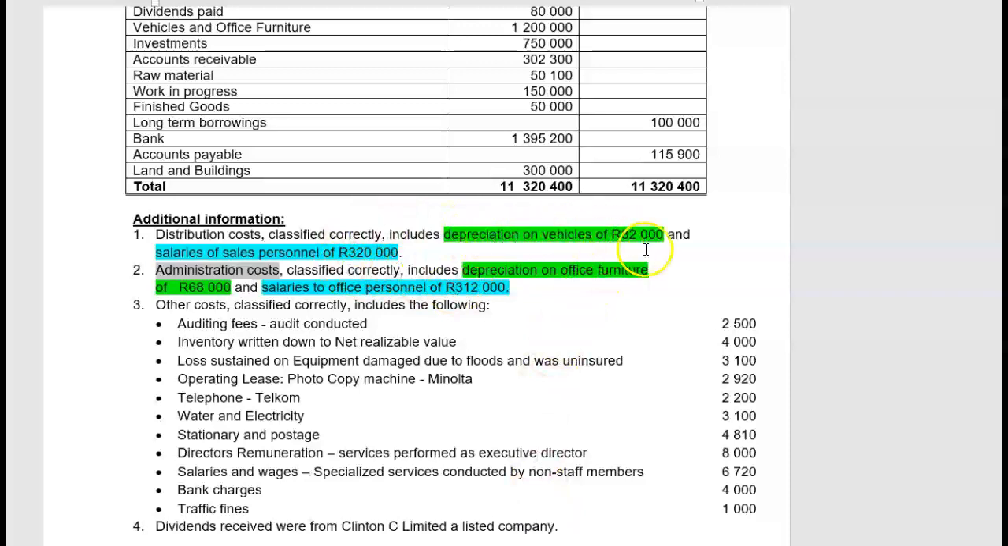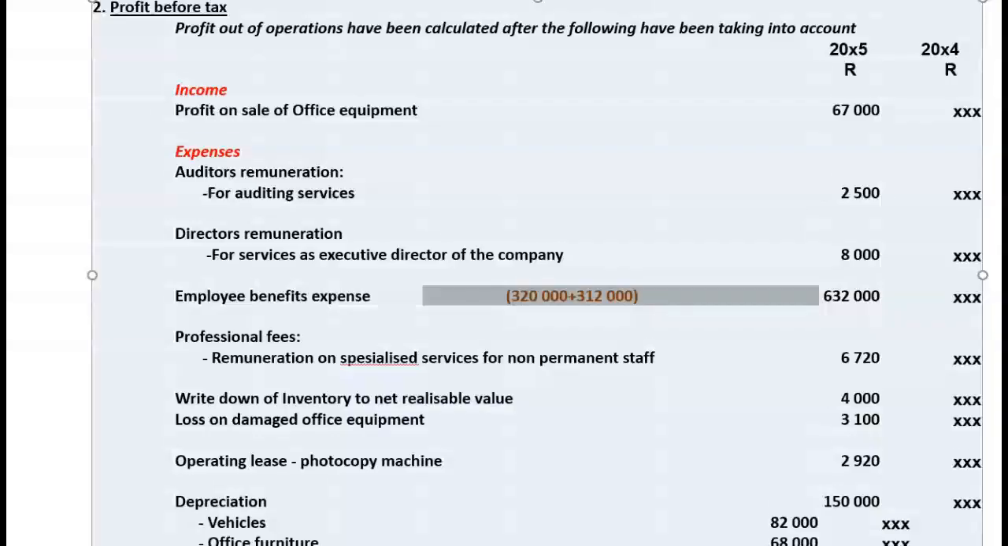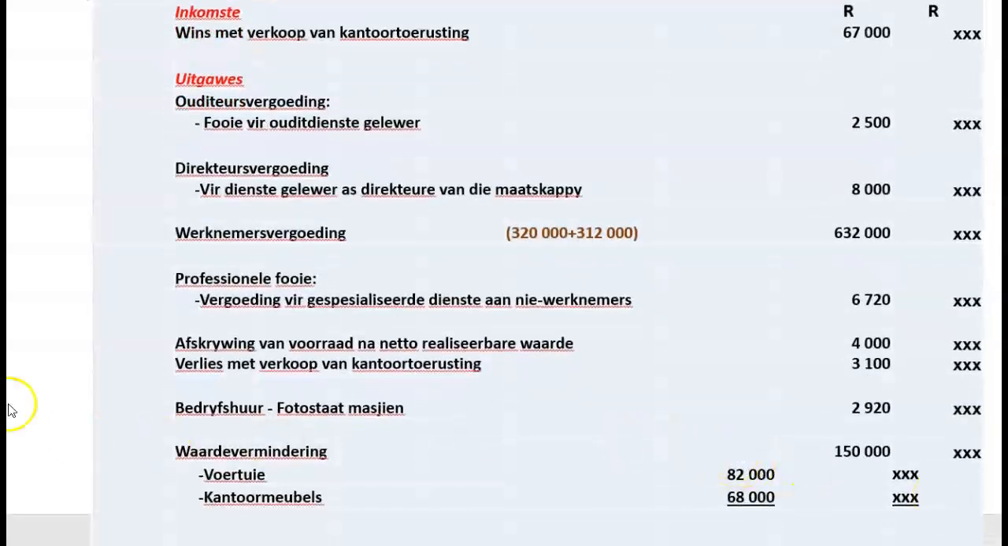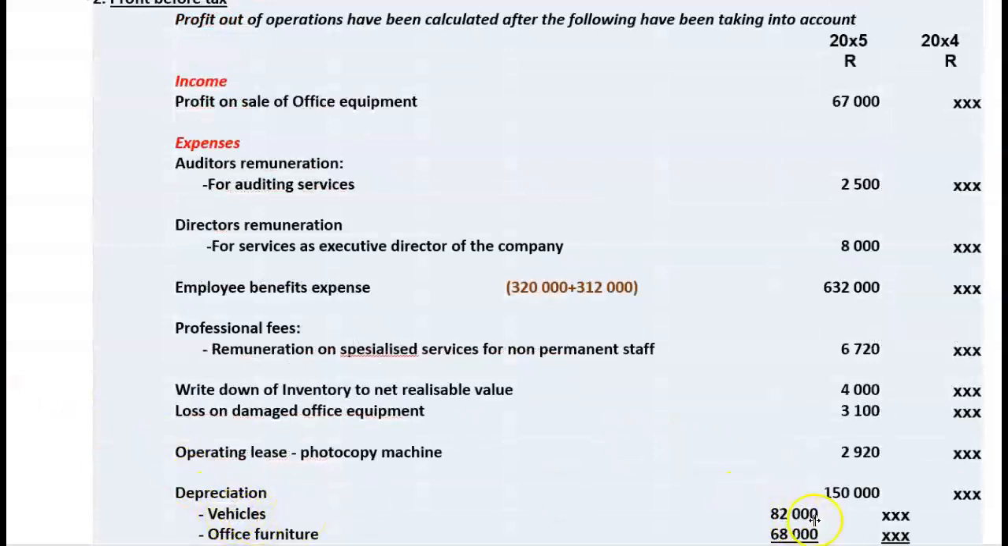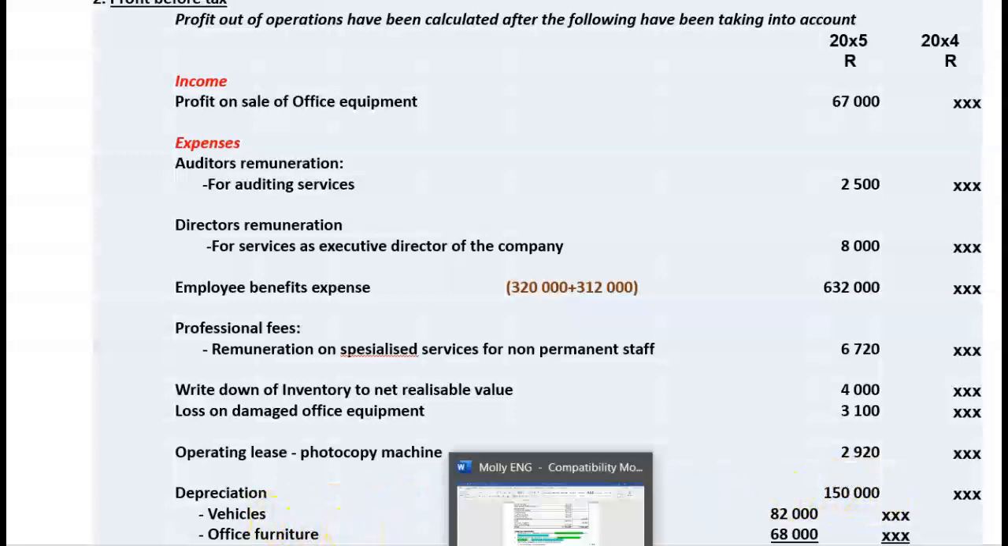So depreciation on vehicles, 82,000. Depreciation on office furniture, 68,000. Here, right at the bottom: depreciation vehicles, 82,000, depreciation on office furniture, 68,000. Total depreciation, 150,000. But I still have to show these different classes of depreciation.